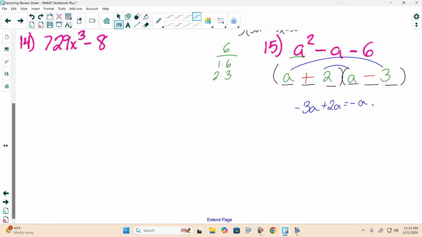Is that the middle term we wanted? Yeah. So a plus 2 times a minus 3. Or we could have it flipped, a minus 3 times a plus 2. Questions on this here?